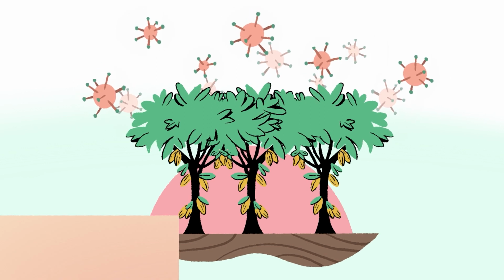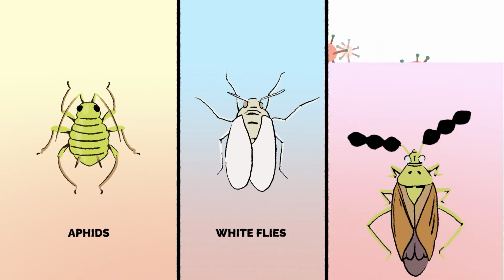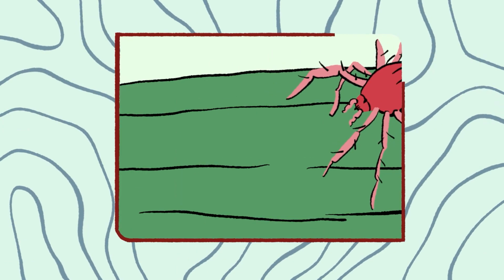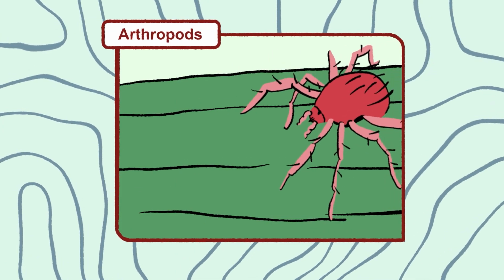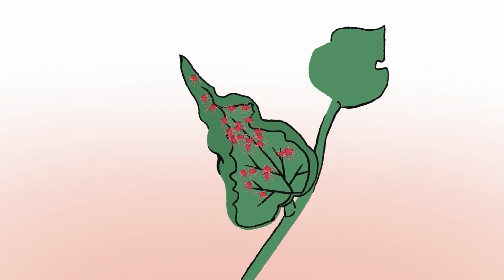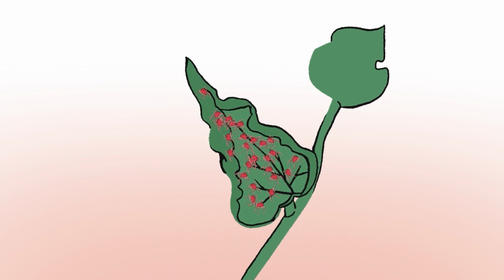Among these threats, aphids and whiteflies are well known, as well as mirids that specifically target cocoa pods. We also have mites, arthropods that sting leaves on the underside and cause them to shrivel. Red spiders are mites that are visible to the naked eye, capable of infesting many different plant species.